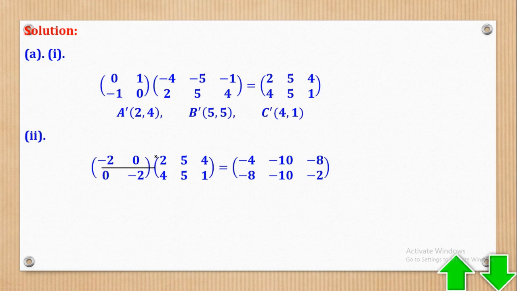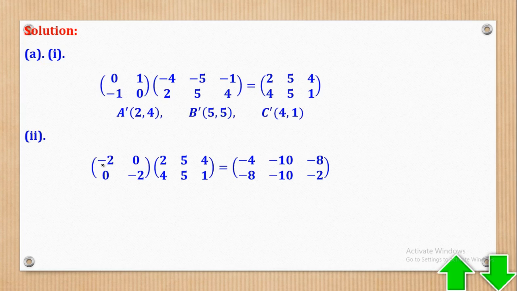Then first row with this, that was A. Now we shall go to B. For B, take the first row with this to come up with the x coordinate, which is negative 10. Then also the second row with this to come up with the y coordinate, which is negative 10.